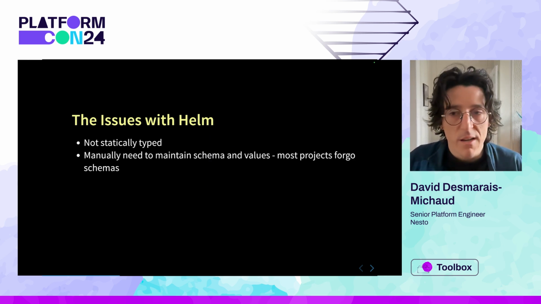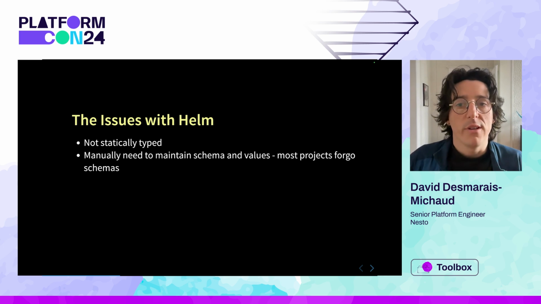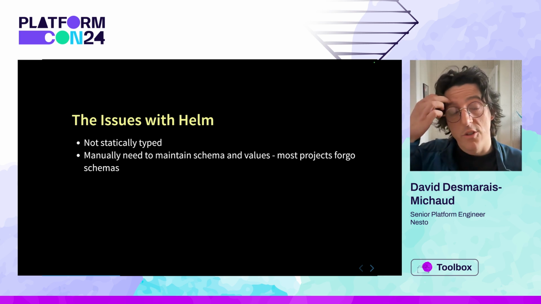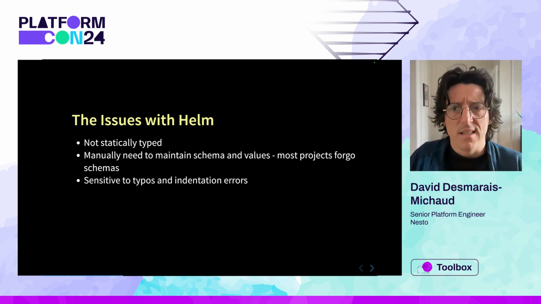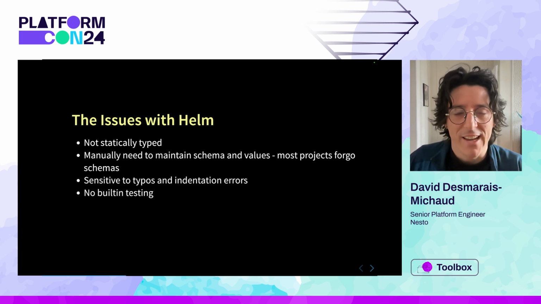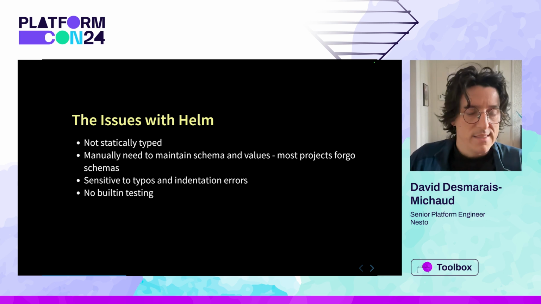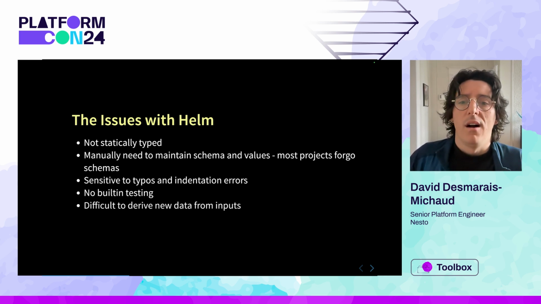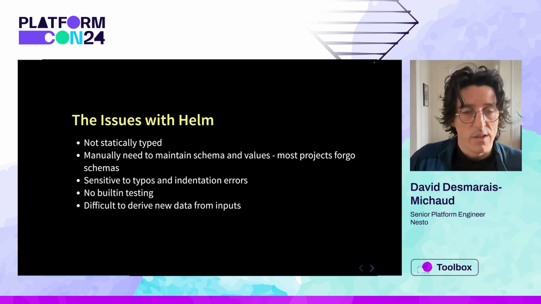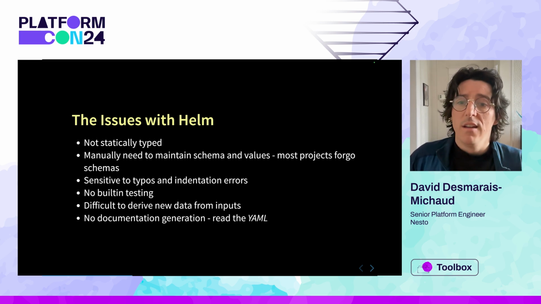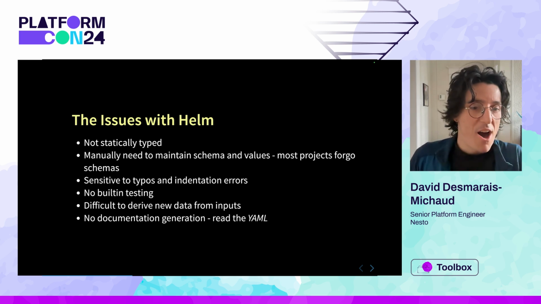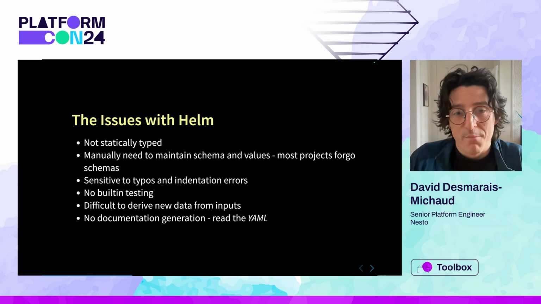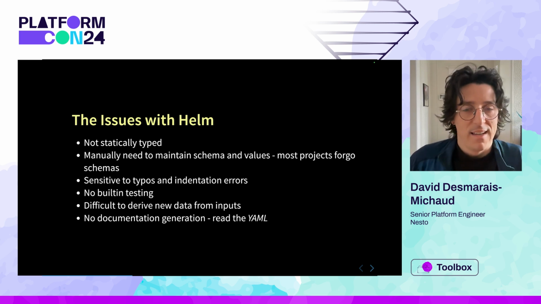We don't have static typing. We manually need to maintain schema and values. Most projects forgo schemas within Helm. It's sensitive to typos and YAML indentation errors. There's no way to test it out of the box. It's difficult to derive new data from the inputs and the values that we give it. There's no documentation per se. You have to read the YAML, read the comments. Maybe somebody wrote some markdown on their repo's GitHub page.